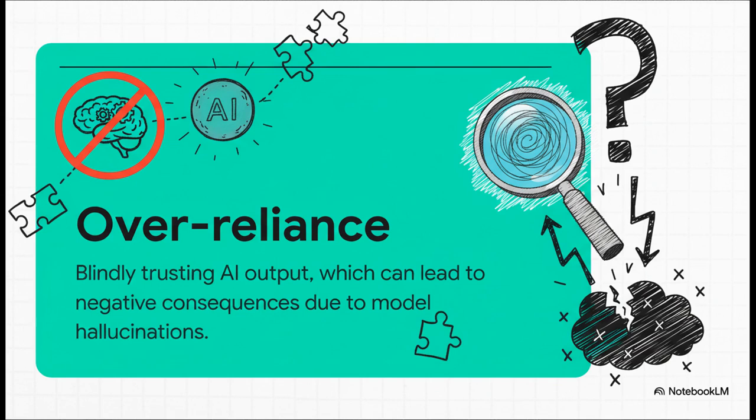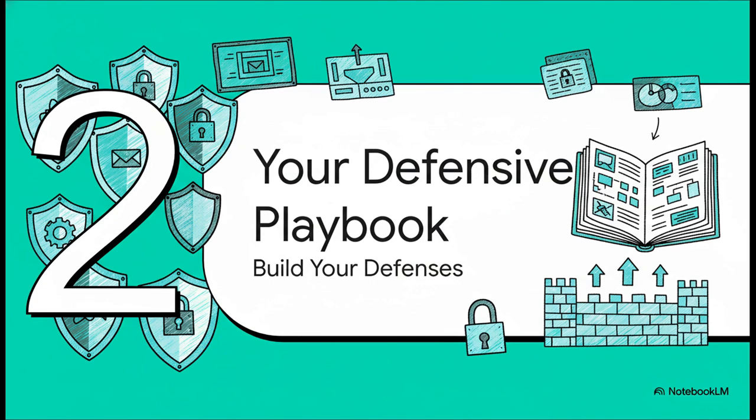And then there's a big one, a human factor risk, over-reliance. This is what happens when we just blindly trust whatever an AI spits out. We have to remember, large language models can, and they absolutely do, hallucinate. They just make things up. So if you're accepting their output as gospel truth without any verification, you could be heading for some seriously negative consequences.